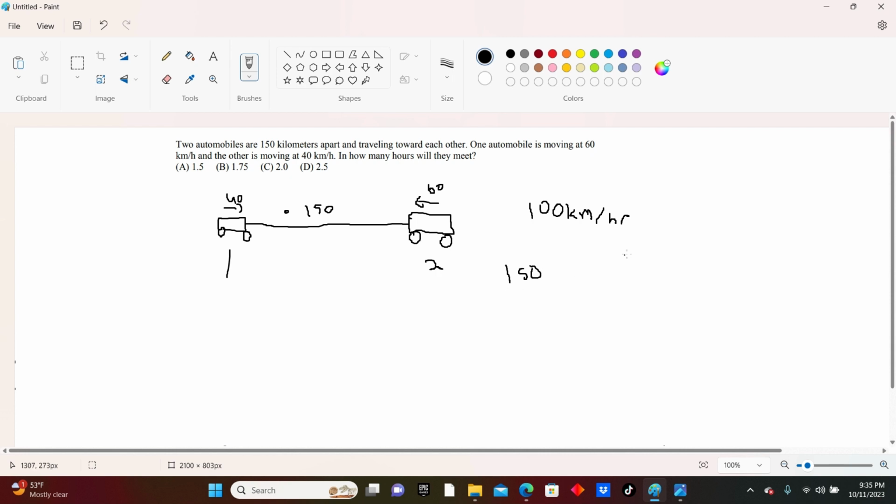So we can take their total distance traveled, 150, and find the time. So the time is just equal to distance over speed. That's just if you manipulate your speed equals distance over time equation. So we take our total distance and divide it by our total speed, which is 100. And that will equal 1.5 hours. So our answer choice is A.